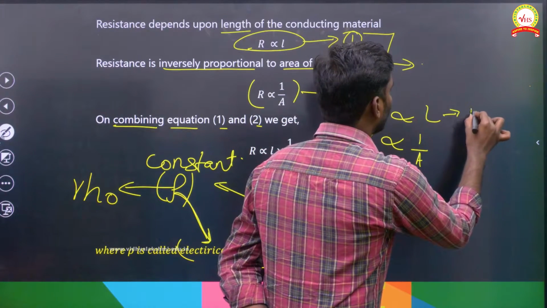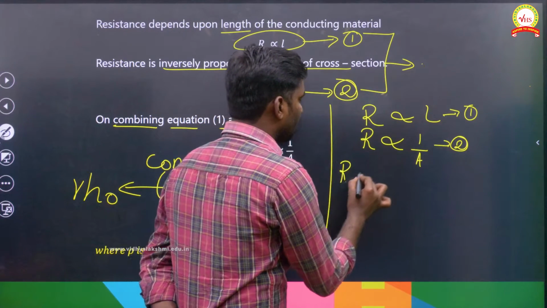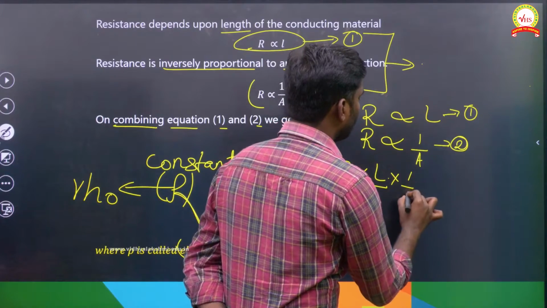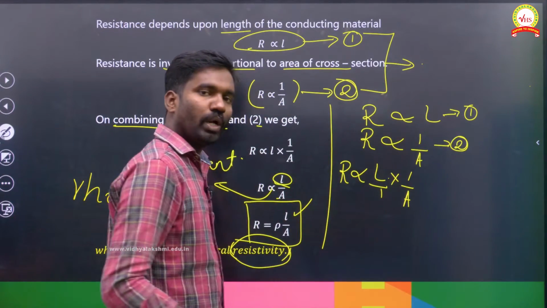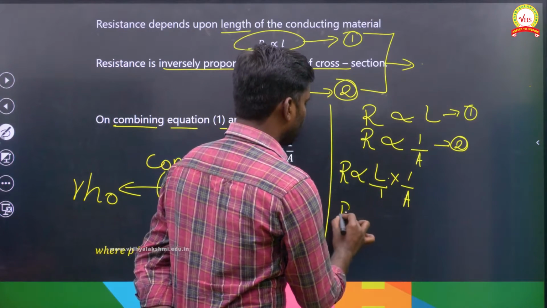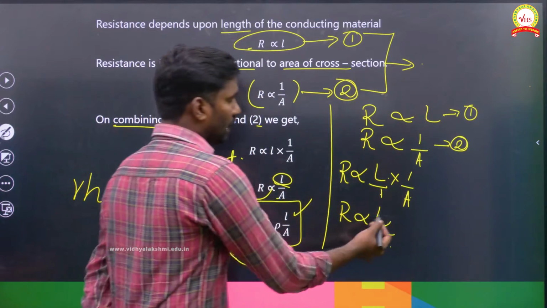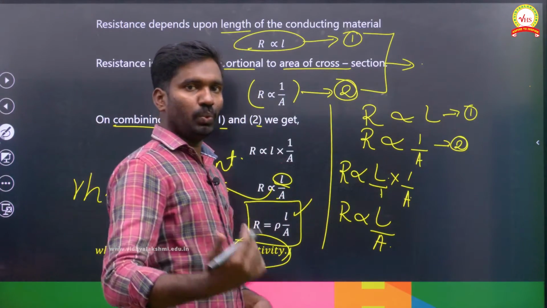So what are you going to do? We are going to compare the two equations. R is directly proportional to length into 1 by area. Here in the denominator nothing is there, so you can just assume it as 1. So L into 1 will become L and 1 into A will become A. So R is directly proportional to length and inversely proportional to area.